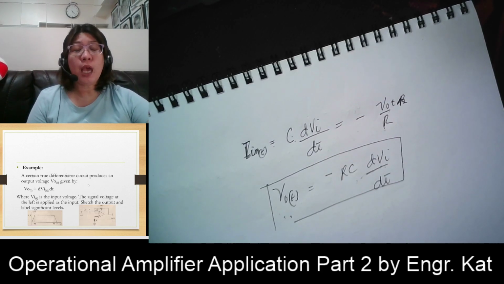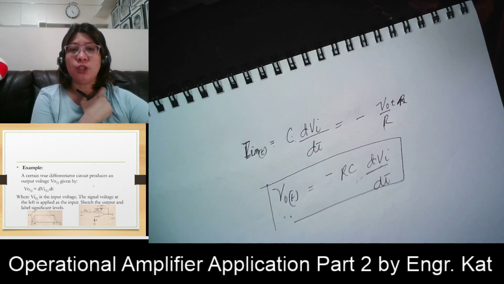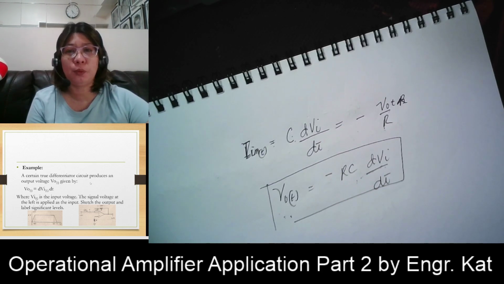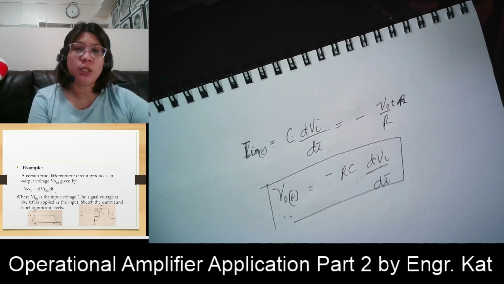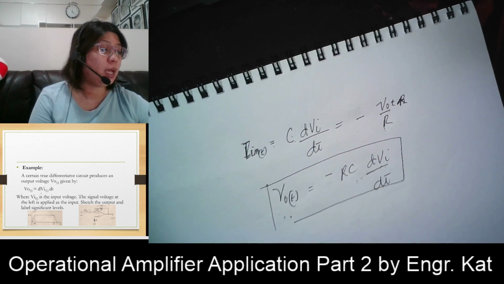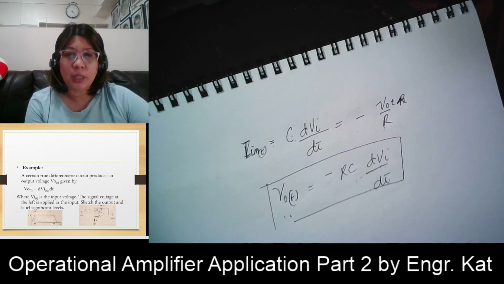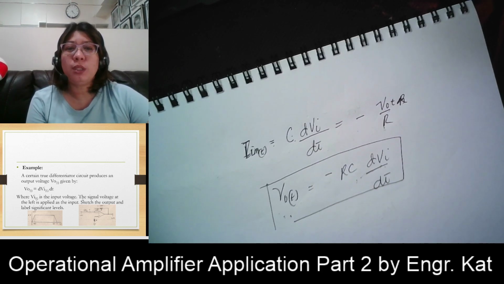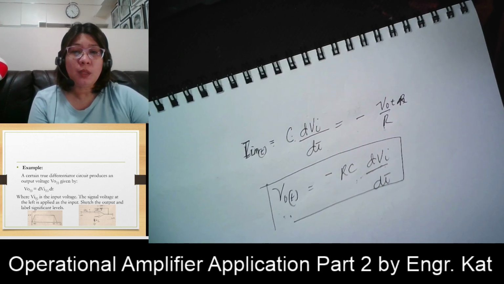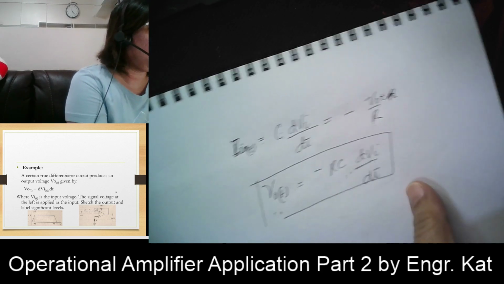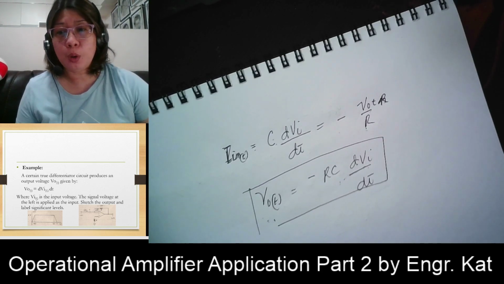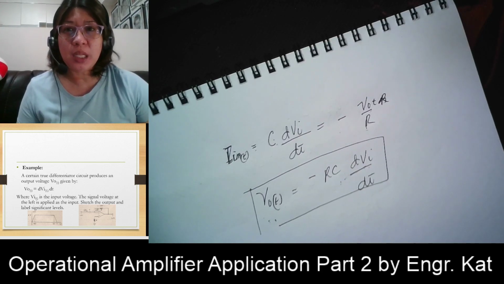Okay, so we have here an example. A true differentiator circuit produces an output voltage equivalent to dVI over dt, so that means our K is just equal to 1, so our RC is just equal to 1, where VI is the input voltage. The signal voltage at the left is applied as the input to a differentiator circuit here. Let us sketch the output and label significant levels. So how are we going to analyze this? Actually, this is just very simple.